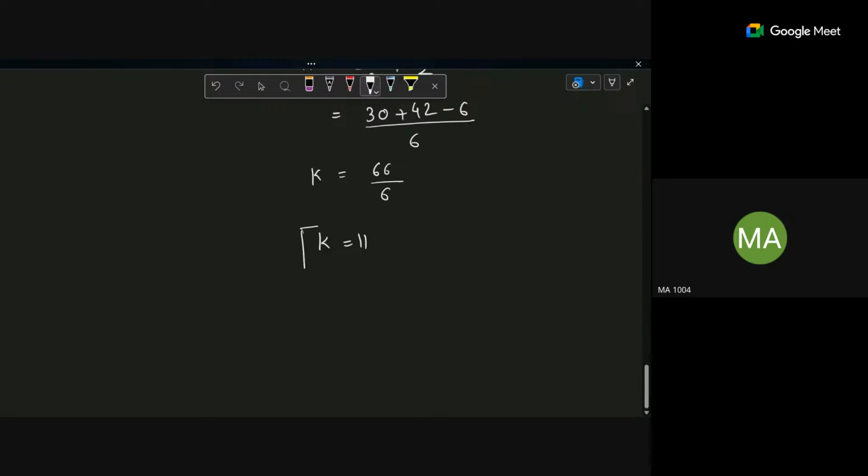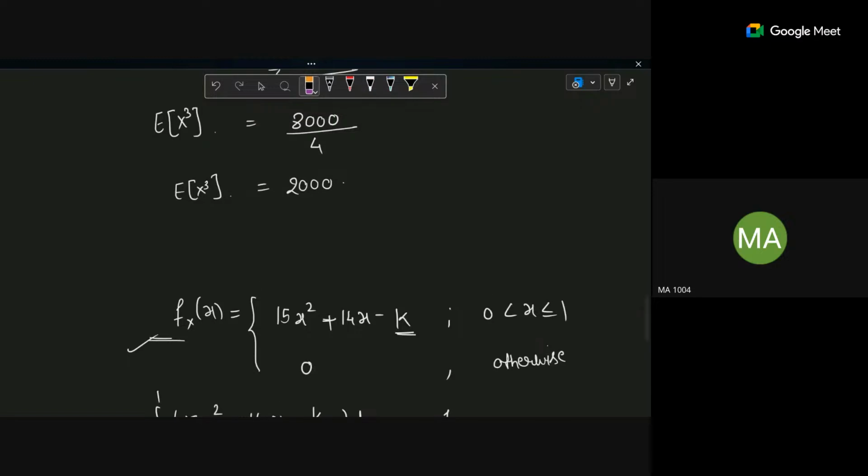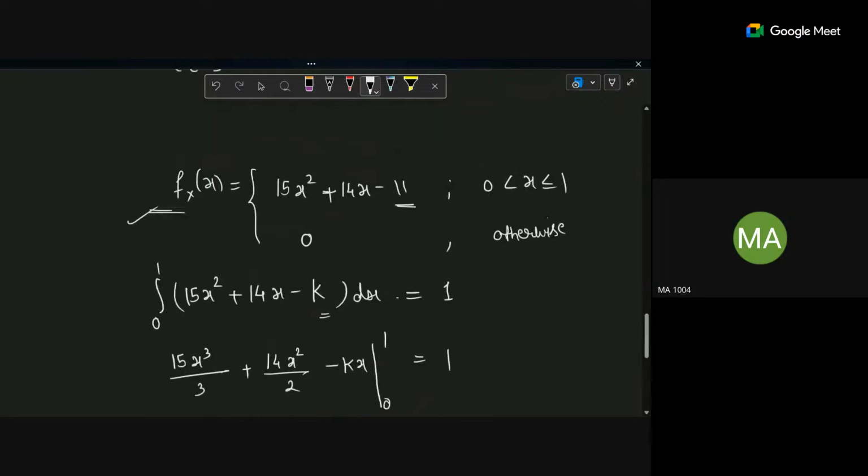Now in your question, just make it 11 and put your answer there. Now your fx of x is 15x square plus 14x minus 11. And now you need to calculate the expected value of x. 11x square by 2. So 15 by 4.